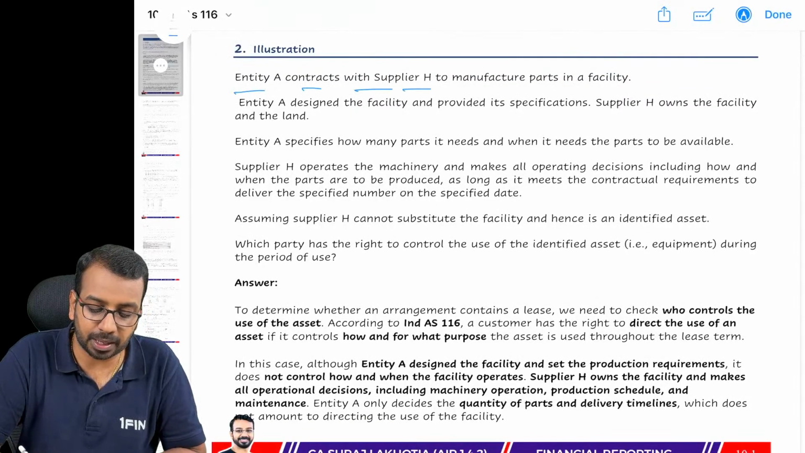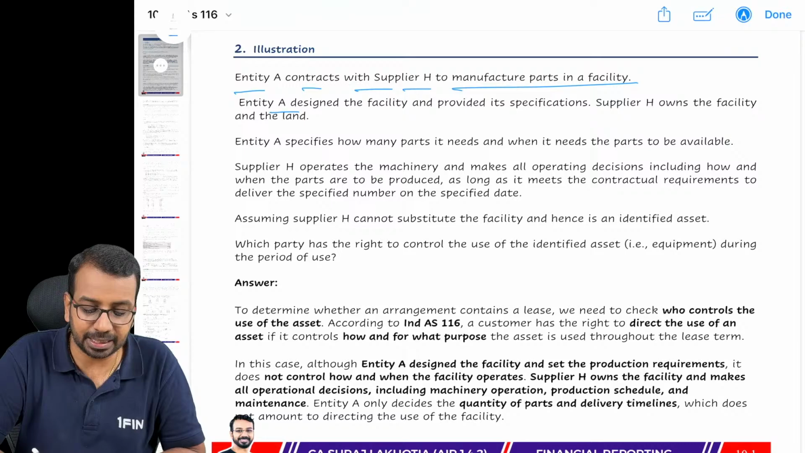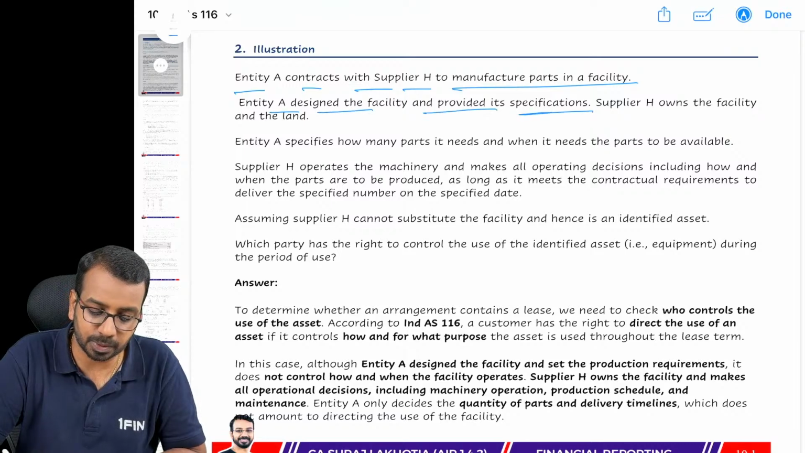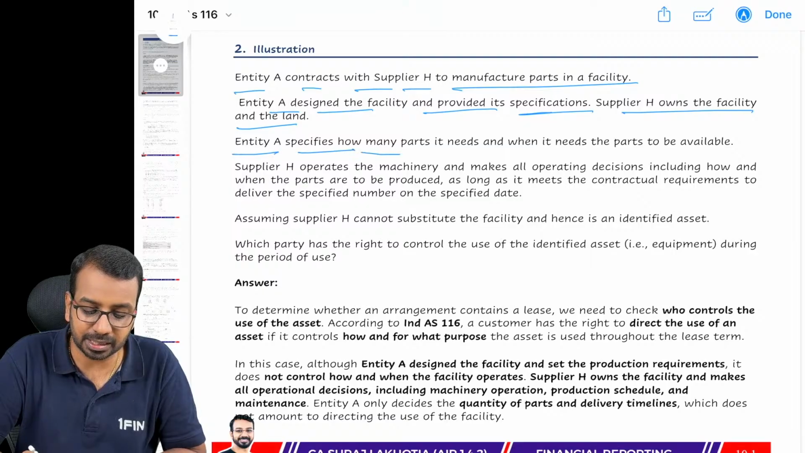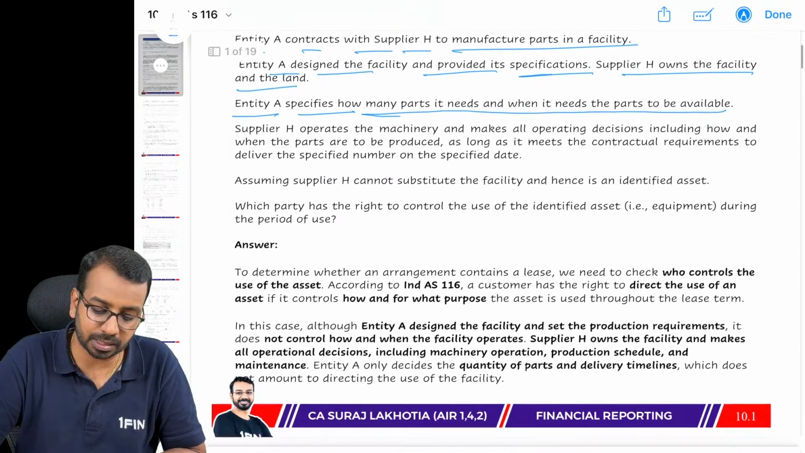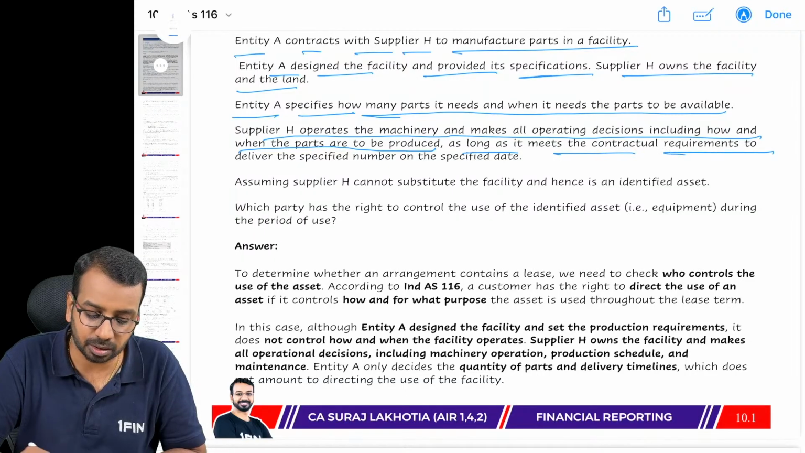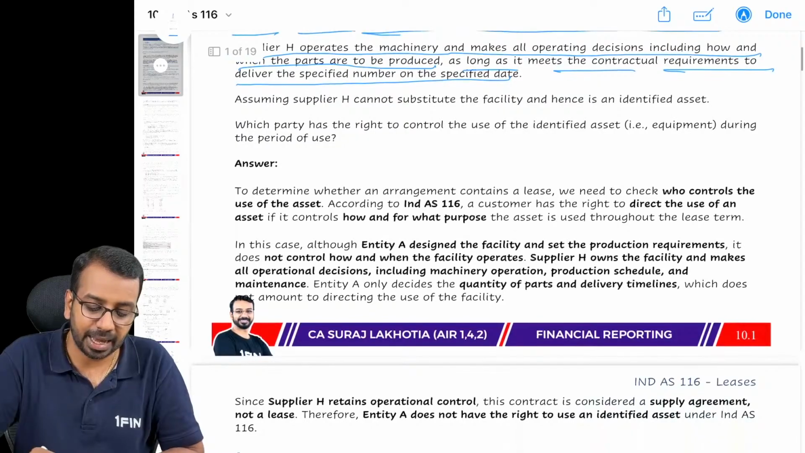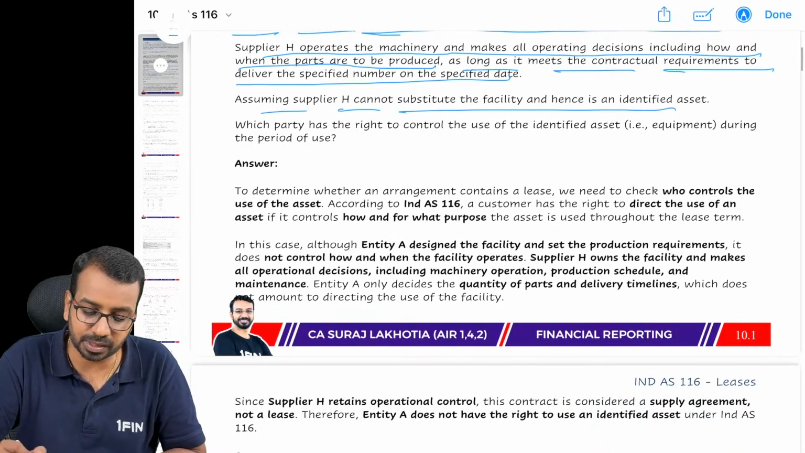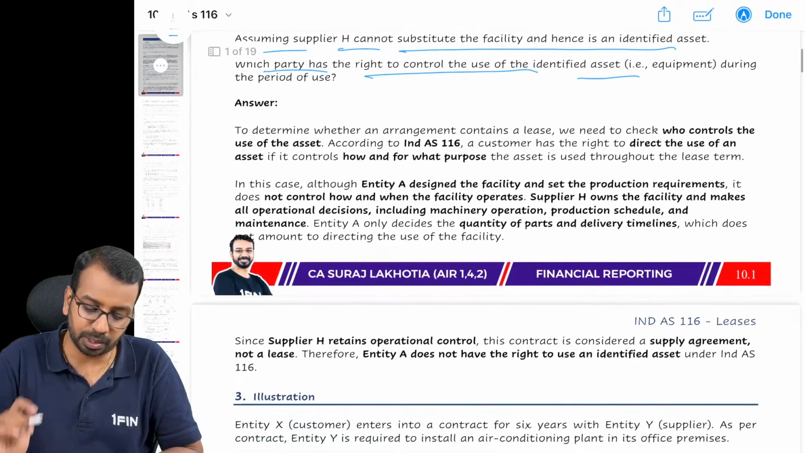NTDA contracts with a supplier to manufacture parts. NTDA designed the facility and provides its specification. Supplier owns the facility and the land. NTDA specifies how many parts it needs and when the parts are available. Supplier operates the machinery and makes all operating decisions, including how and when the parts are to be produced, as long as it meets the contractual requirement to deliver the specified number on the specified date. Assuming supplier cannot substitute the facility, which party has the right to control the use of the asset during the period of the use?